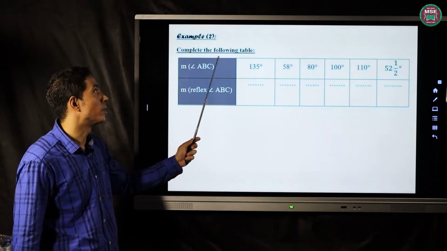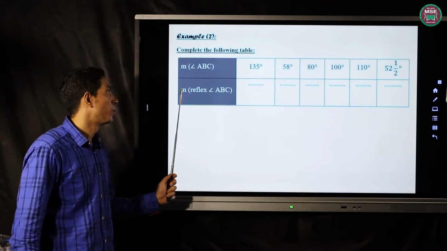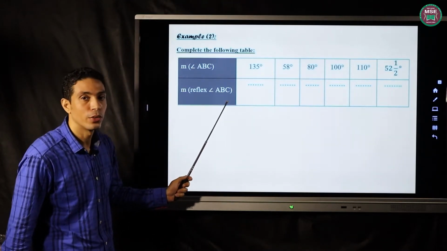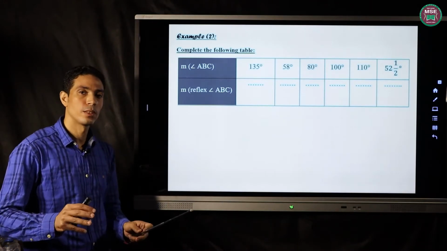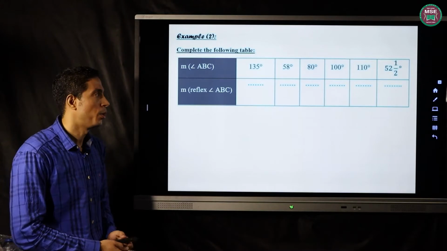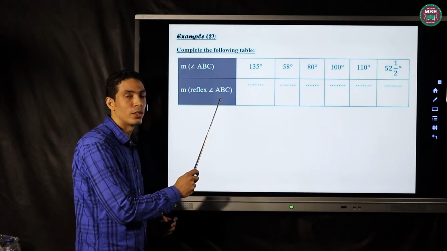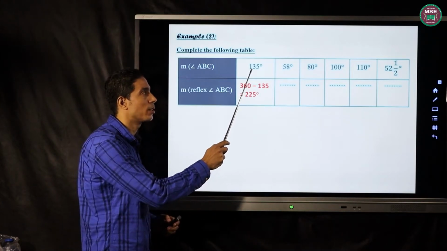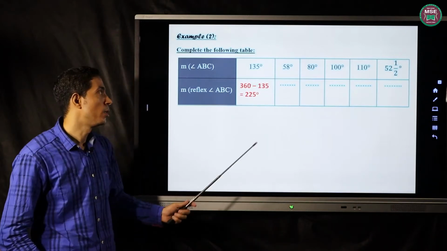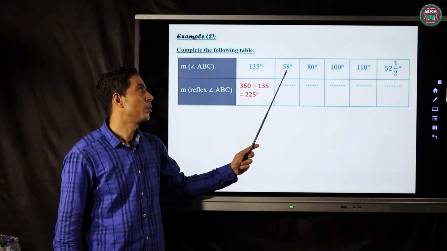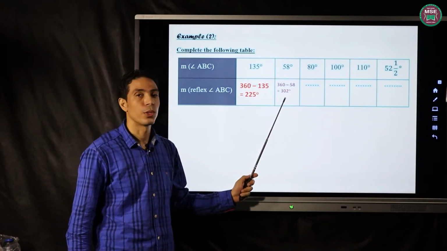Example number 2, complete the following. If the measure of angle ABC equals 135, find the measure of the reflex of angle ABC. We say that any angle plus its reflex must equal 360. If the angle ABC equals 135, then the reflex of angle ABC equals 360 minus 135, which equals 225. The reflex angle of 58, we subtract 58 from 360. 360 minus 58 equals 302 degrees.